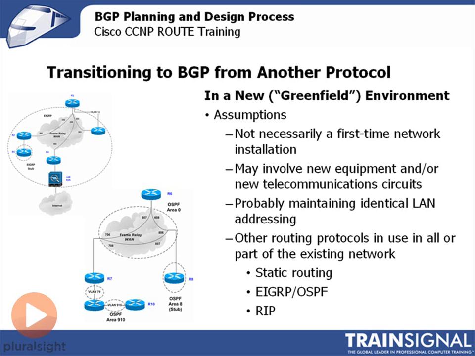For instance, back in the mists of time, there were a number of customers that were going from traditional frame relay hub and spoke networks to an IP-based MPLS network, and there was a lot of work involved in being able to transition that. Even though it was not necessarily a new network, there was a new connectivity that was being implemented. If that's the case, LAN addressing won't change. WAN addressing might. And there could be a number of protocols already in use. Static routing, EIGRP, OSPF, or even RIP might be in use to transition from those protocols to BGP.